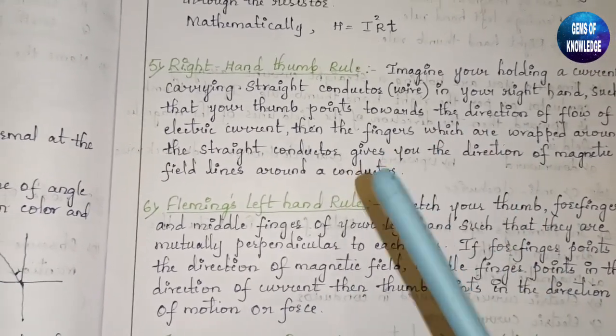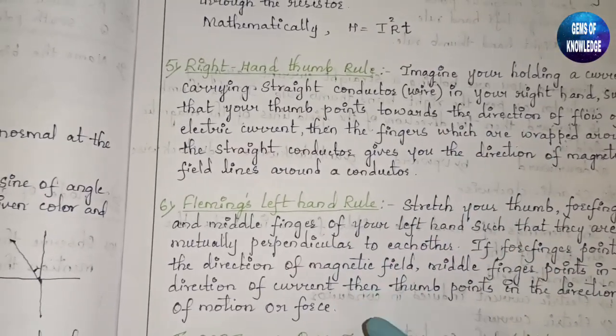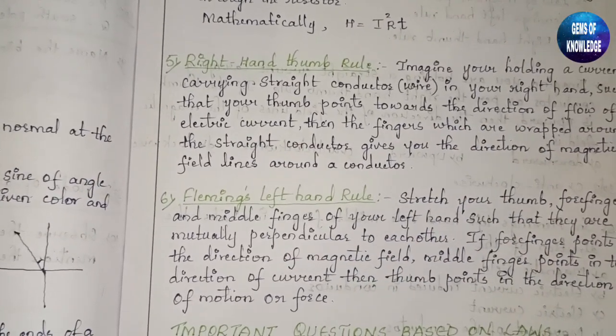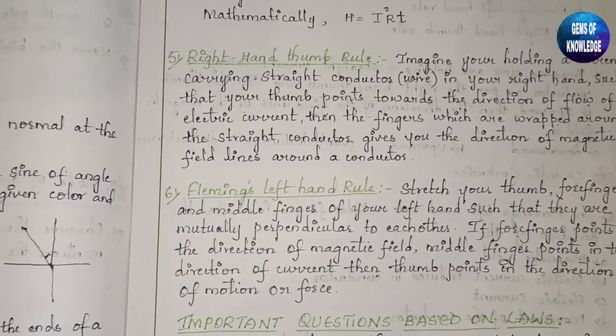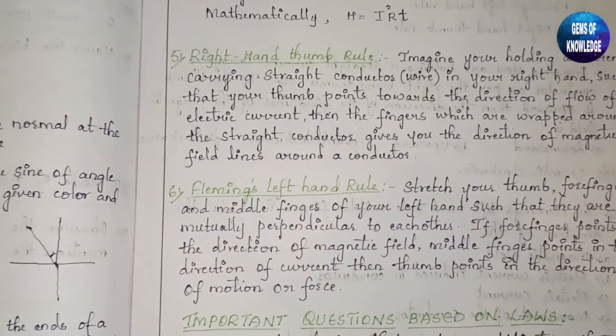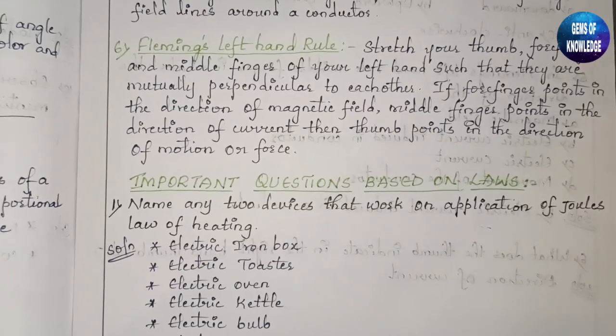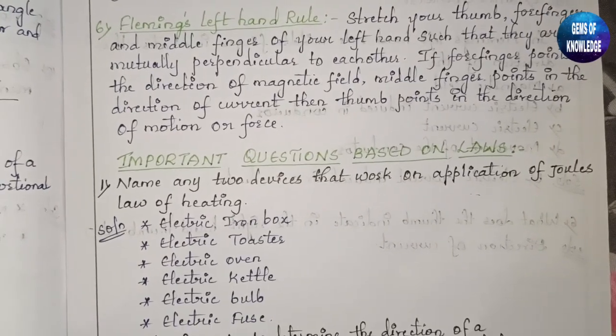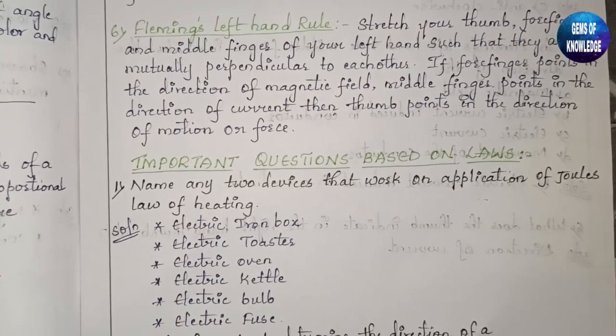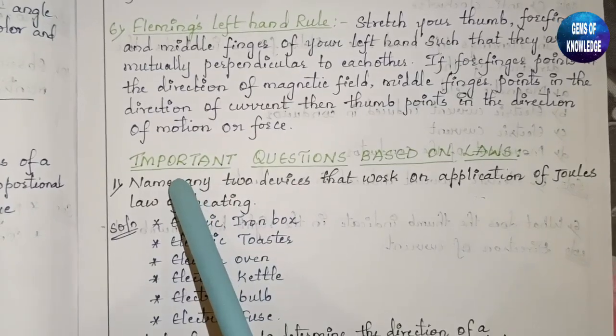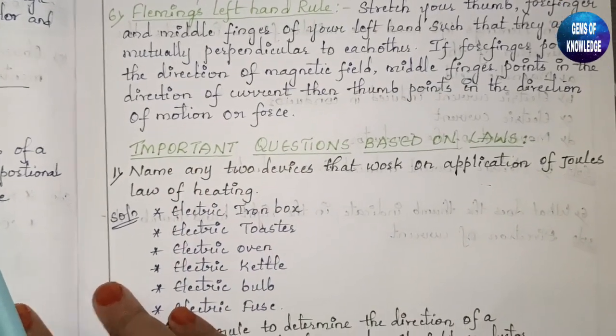Okay, so these are the important six laws for this year, 2025. You can expect a 1 mark or 2 mark question regarding this. So a few questions I have written below, which are based on your model papers, meaning the previous papers. You can see the question over here.